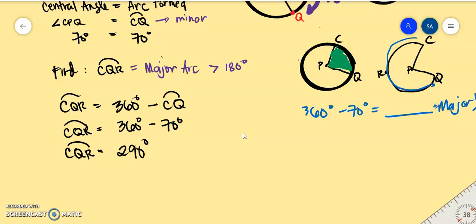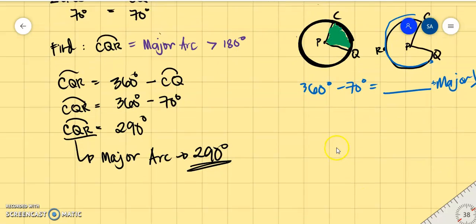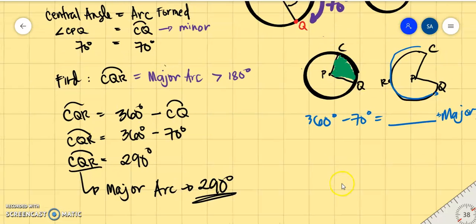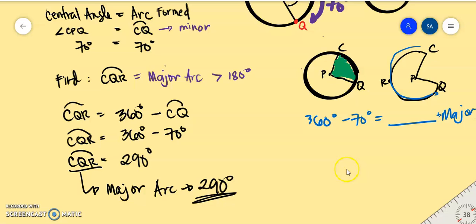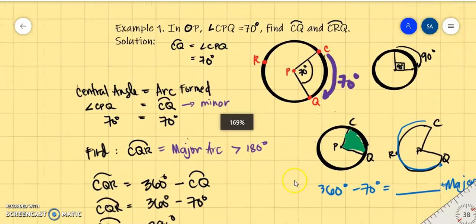Now since CRQ here is your major arc, therefore the measure of the major arc is 290 degrees. Ganun lang maghanap. Basta yun yung mga basic concept na kailangan tandaan. That the full circle is 360 degrees and then a semicircle is 180 degrees. So that's for this problem. Let's just zoom out.